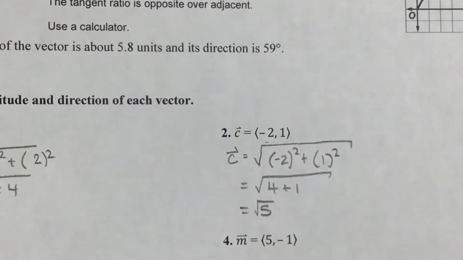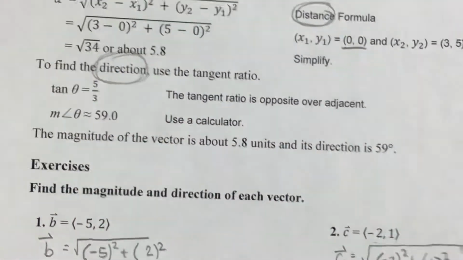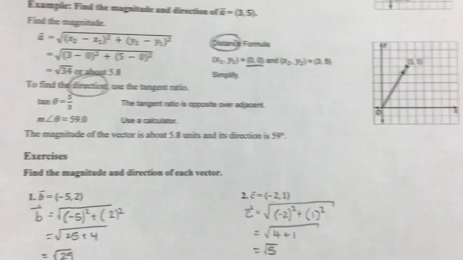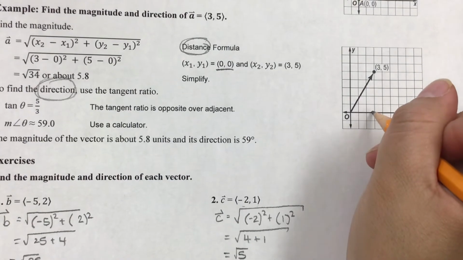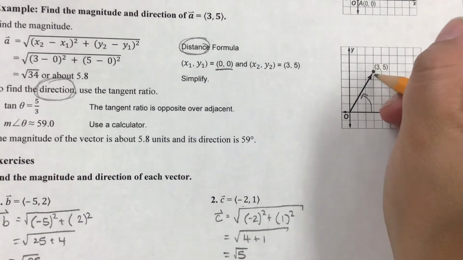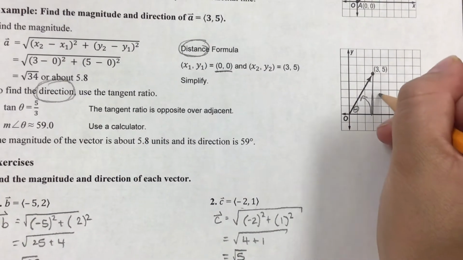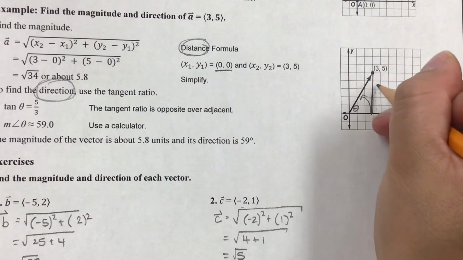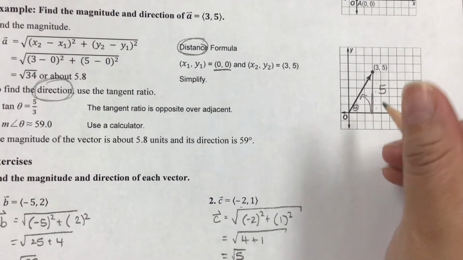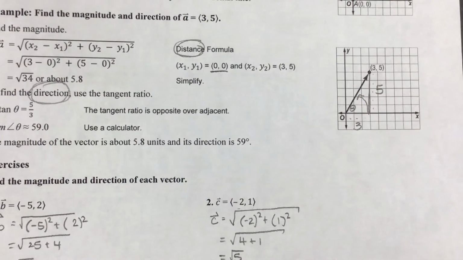For the other part, we have the direction, and what we're looking for on the direction is the angle from the origin. So we start here and go this way, and that's what we're looking for. On here, we have that this side would be the opposite of that angle we're looking for, and that's 1, 2, 3, 4, 5 units. And this is 1, 2, 3 units on the adjacent.